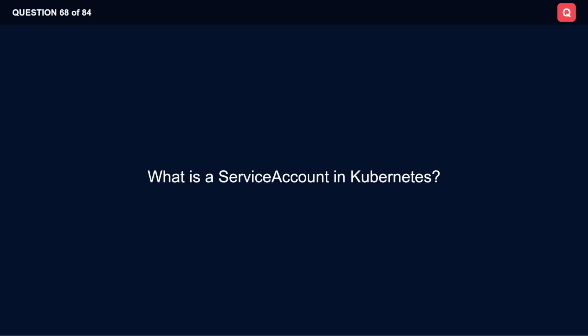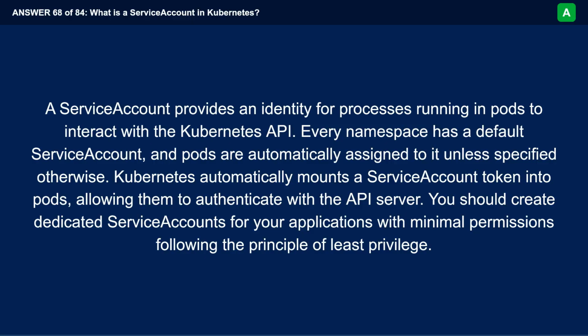What is a service account in Kubernetes? A service account provides an identity for processes running in pods to interact with the Kubernetes API. Every namespace has a default service account, and pods are automatically assigned to it unless specified otherwise. Kubernetes automatically mounts a service account token into pods, allowing them to authenticate with the API server. You should create dedicated service accounts for your applications with minimal permissions, following the principle of least privilege.